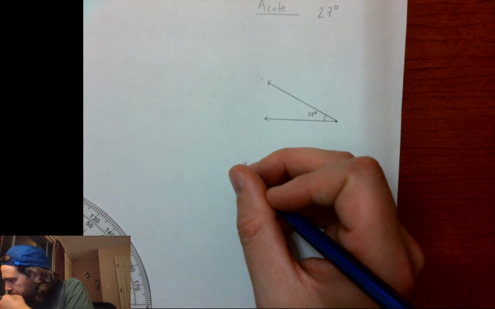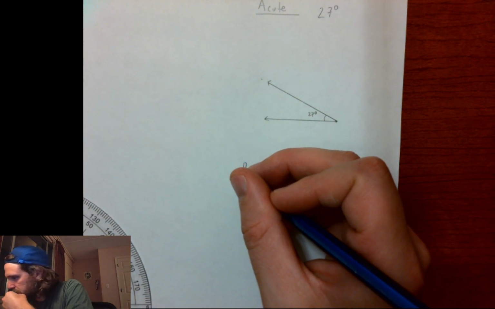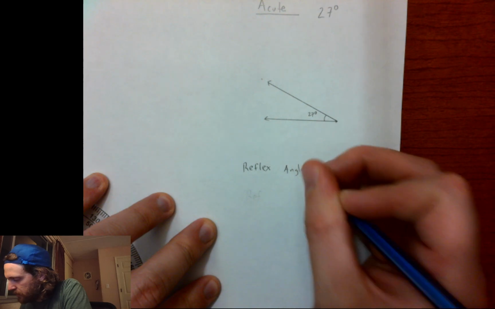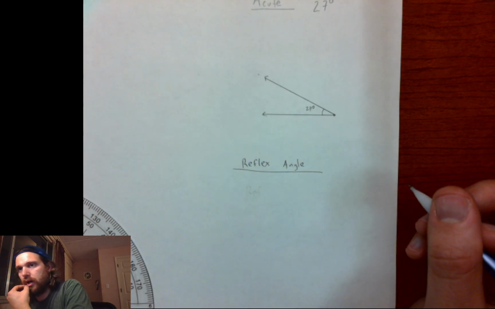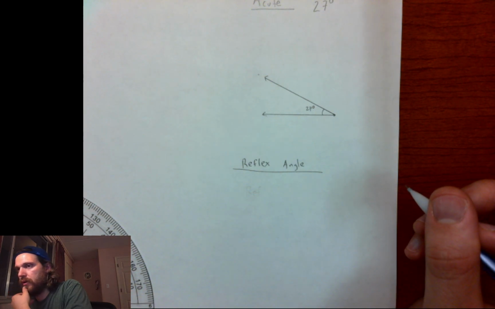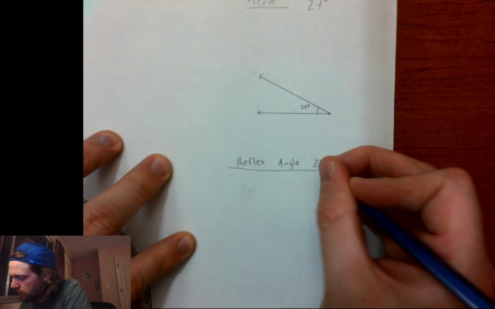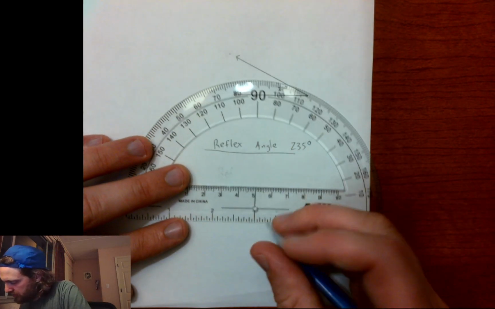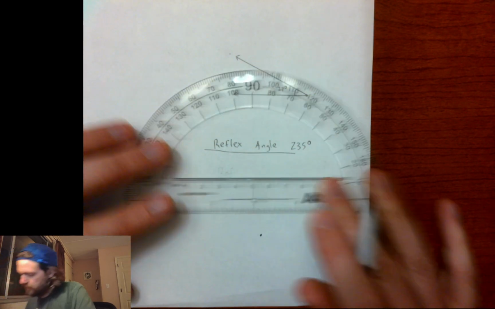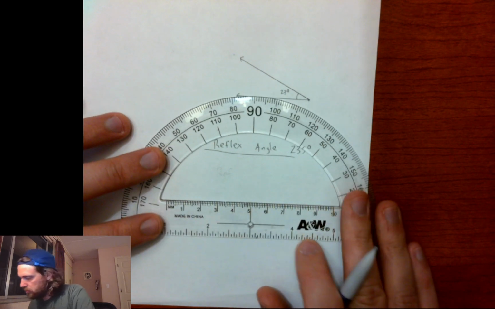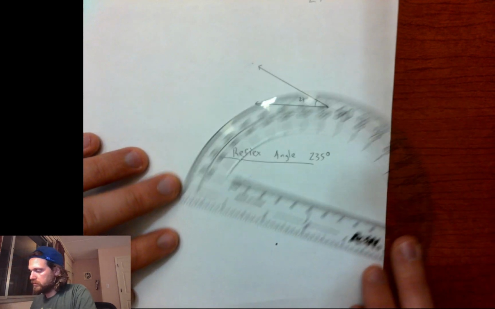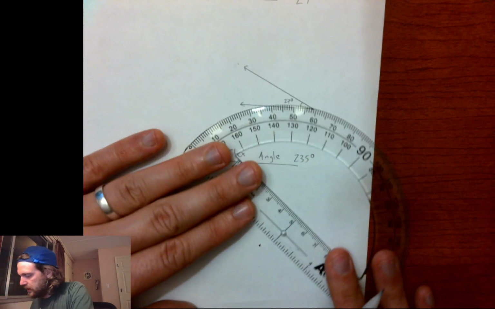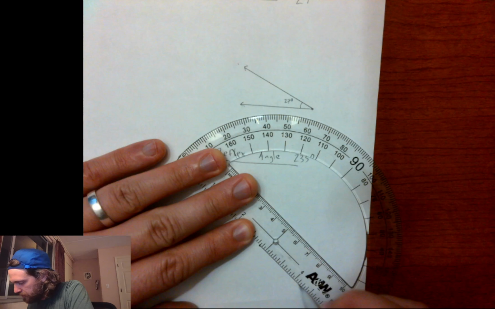Reflex angle. I said bigger than 180. Let's do 100... No. Let's do 235. We're going to do a 235 degree angle here. And we will start. So let's have that be our start. Do we have enough room? Oh, I don't even think we have enough room. We'll go like this. I'm going to start right here. We're going to get our line coming out this way. 235 degree angle.